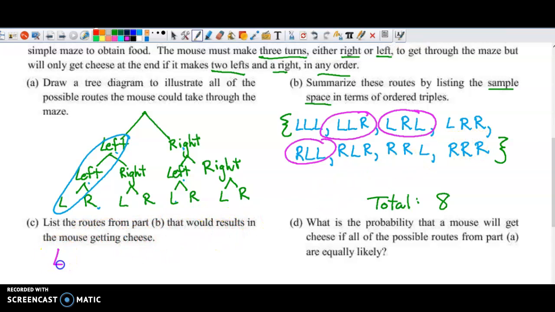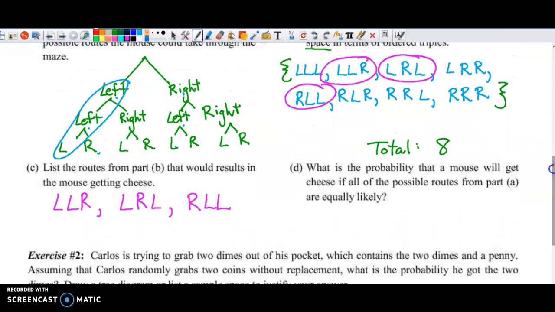I could list it again. I was just circling left, right, left, or right, left, left. And I have no idea how this maze is set up, but you can see my phrase of what I want is 3. So what's our final probability? It's what I want out of the total, or the number of outcomes where the event is satisfied over the total sample space, which is 3 out of 8.